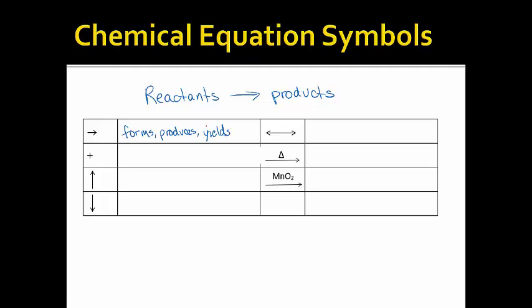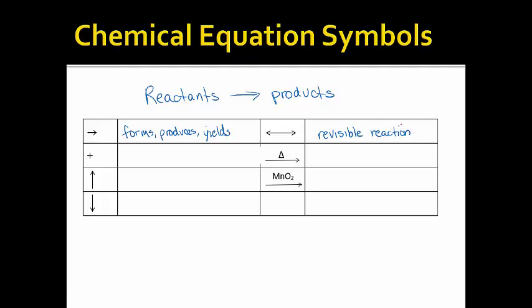Now, if we see a double-headed arrow, this is an indication that this is a reversible reaction. This is something that hopefully we'll get to at the end of the year. Some reactions can be reversed. Some chemical reactions can be reversed.